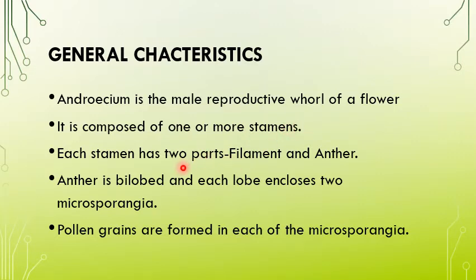Each stamen has two parts, filament and anther. Anther is usually bilobed. In some flowers it may be monolobed. And each lobe encloses two microsporangia. Pollen grains are formed in each of the microsporangia.